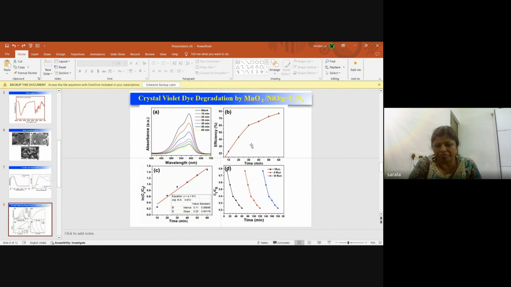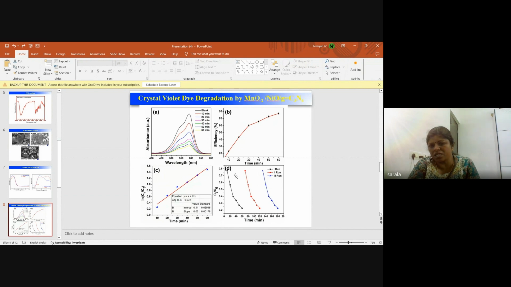After that, different time durations were taken for this process. Here, graph C shows the kinetics. This is a first order kinetic. The R square value is 0.99.